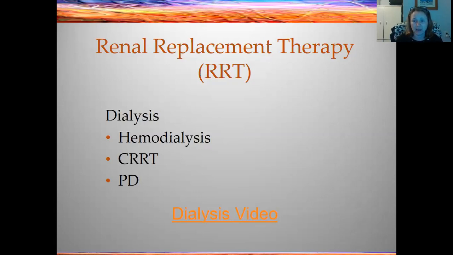If your kidneys are unable to perform the task that they are supposed to perform, then you may need replacement therapy for them. So this is going to come in the form of dialysis. The types of dialysis we're going to look at are hemodialysis, CRRT, which is continuous renal replacement therapy, and peritoneal dialysis. So we are going to look at each of those. I'm going to go ahead and show you this dialysis video, and then we're going to pick up with hemodialysis.